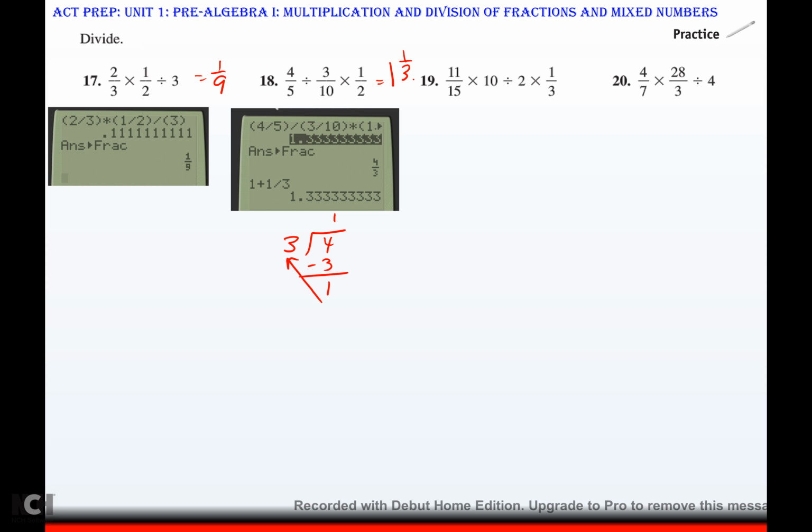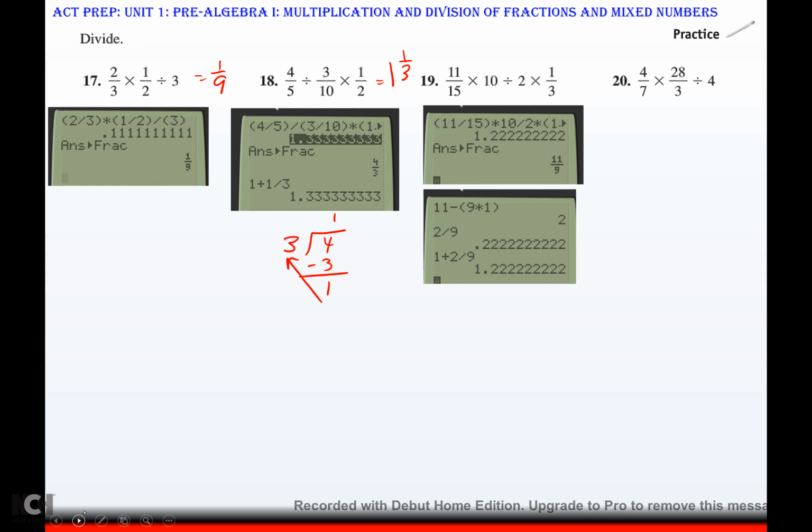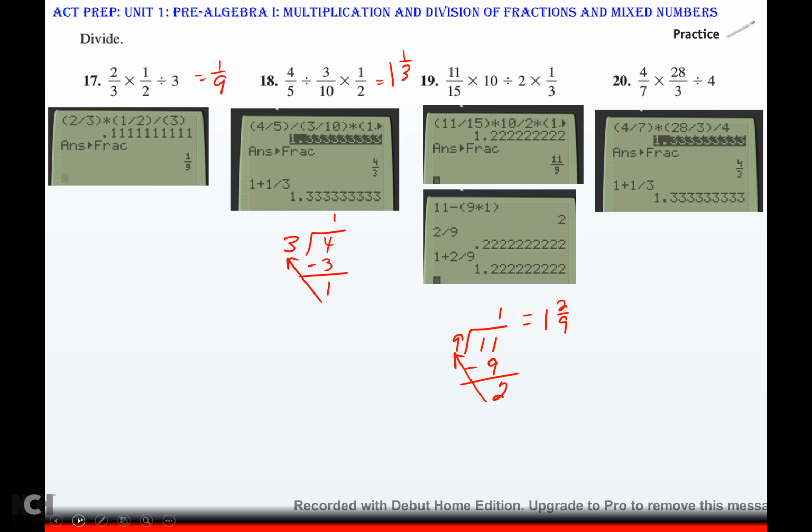So it's 1 1/3. Okay, 19, 11/15 times 10 divided by 2 times 1/3 is 1.2 repeating. That means 9 goes into 11 one whole time. Take away 9 leaves 2 left over. So it's 1 and 2 ninths. Okay, 20, you got 4/7 times 28/3 divided by 4, 1.3 repeating. 3 goes into 4 one whole time. Take away 3 leaves 1, so that's 1 whole and 1/3 left over.